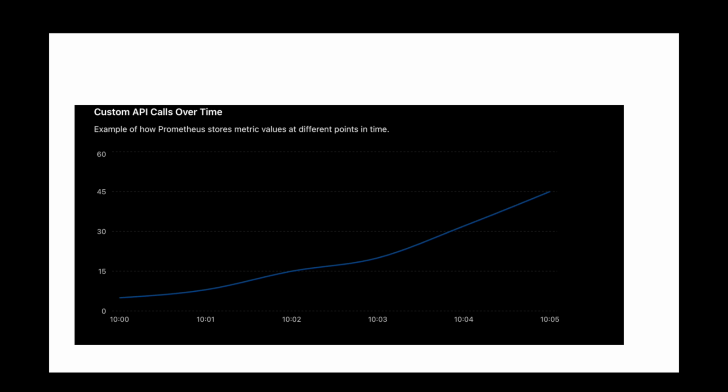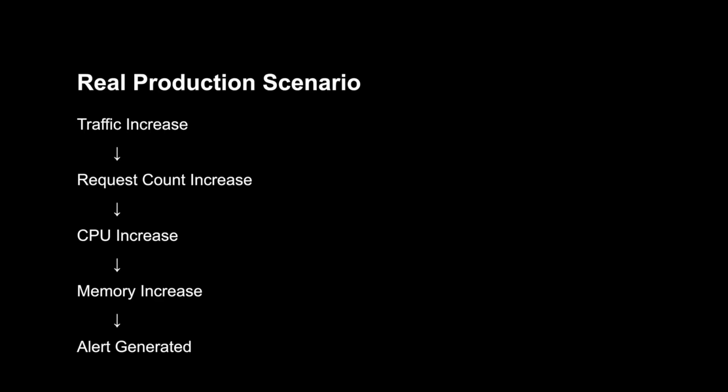If this graph suddenly jumps from 45 requests to 500 per minute, we immediately know traffic has increased dramatically. And that's exactly why monitoring tools store metrics over time. Imagine a food delivery application during lunch hours. Traffic increases dramatically. Request metrics increase. CPU usage rises. Memory consumption rises. Prometheus captures all these changes, and alerting systems can notify engineers before the application crashes.